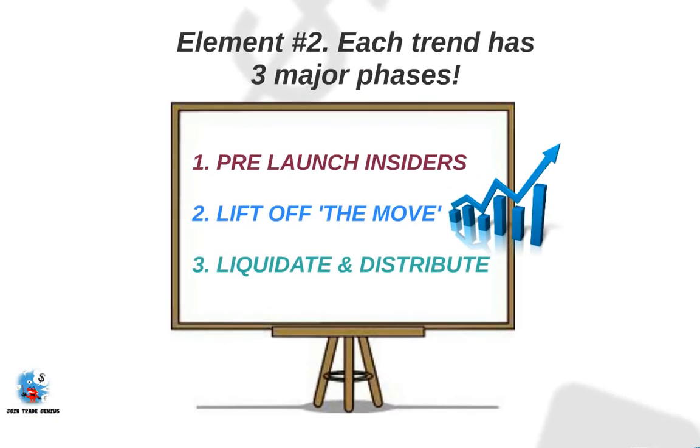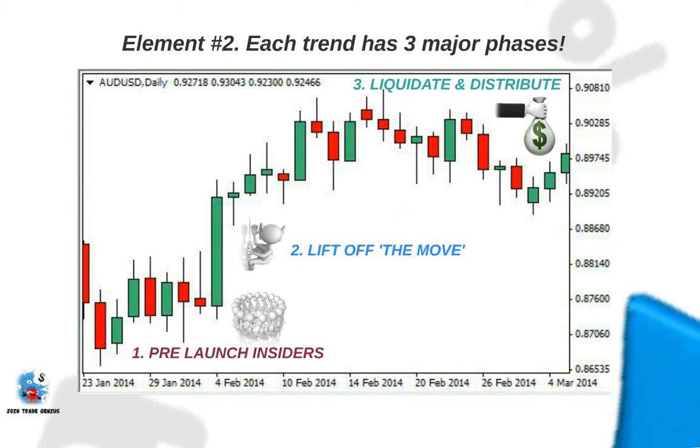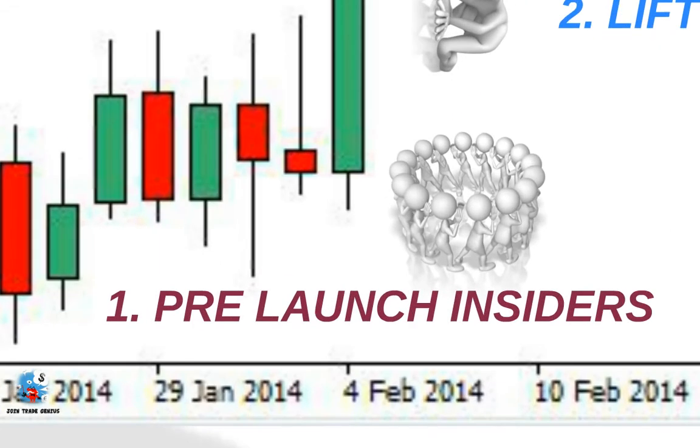Let's now look at the second element and the 3 phases of each trend: your pre-launch insiders, your lift-off or the move, and the liquidate and distribute phase. Looking at the 3 phases of each trend in turn, this typically begins with the big market players, or the insiders, trying to move markets against current opinion, as you can see. With little impact on price to begin with, these insiders have advantageous entry levels.